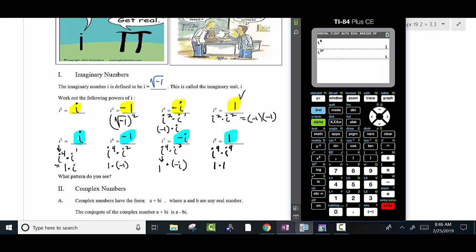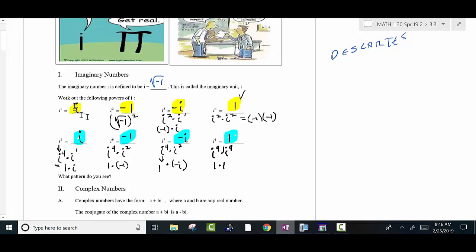So that's the idea of what powers of i are. They are just either i, -1, -i, or 1, okay?